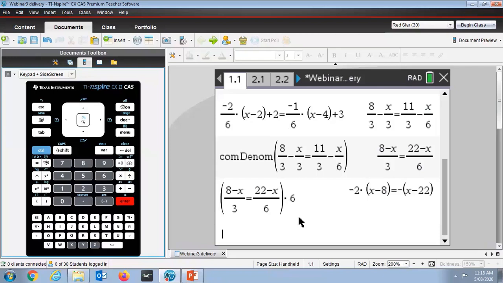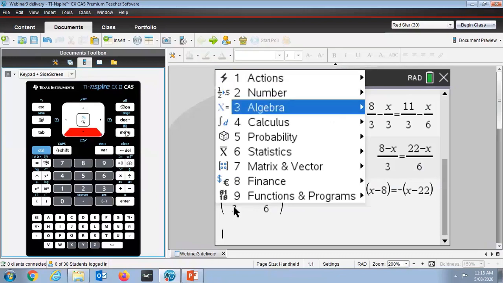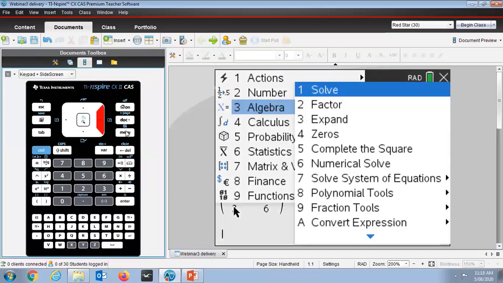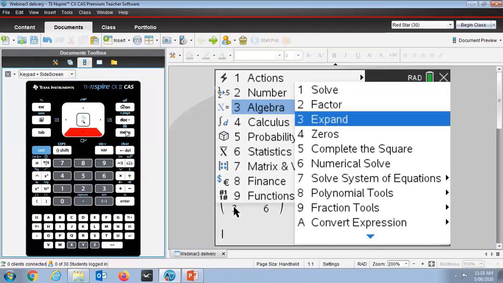I bet your teacher's next direction to you would be to expand the brackets. So let's do that. We can tell Nspire to do that by going back up to the menu, going down to Algebra, scroll to the right, and you can see the command expand is down there. I'll leave the path on there for you for a second.